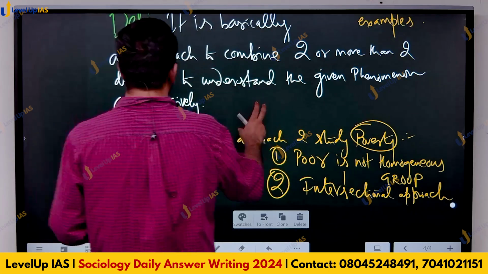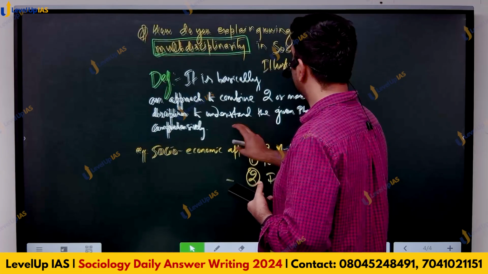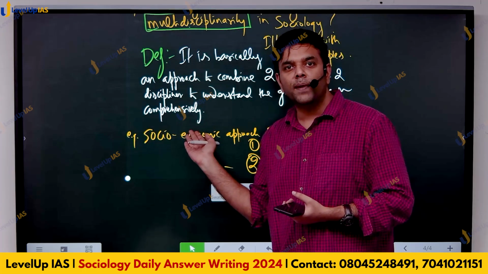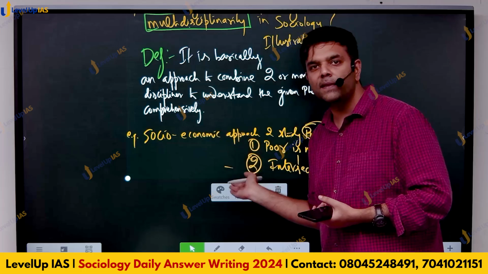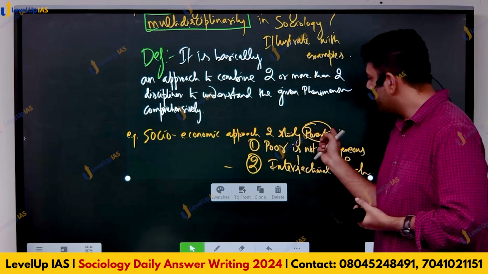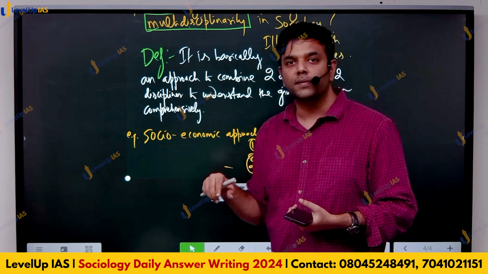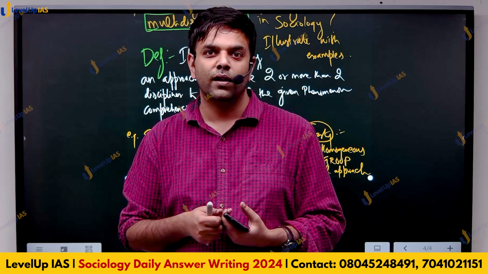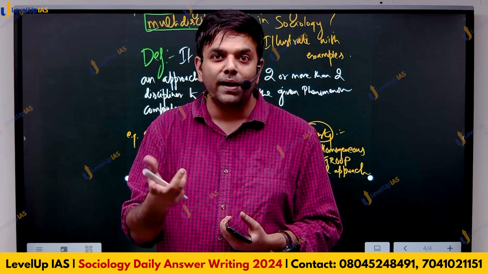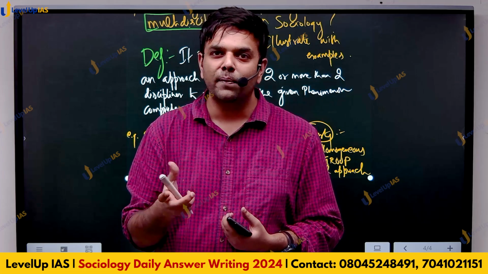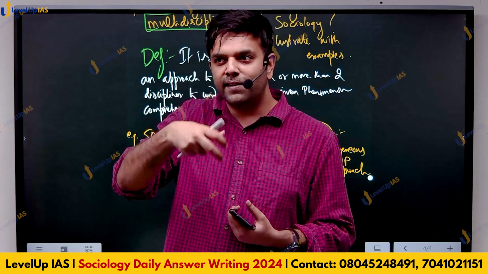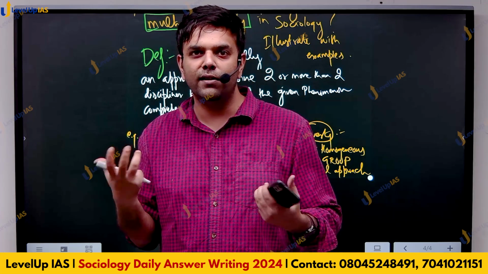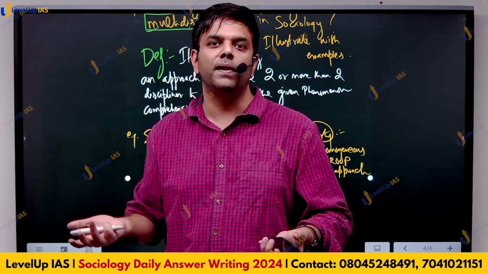Now, if I go back to question, the demand was how do you explain growing multidisciplinarity in sociology? That means you just have to explain multidisciplinarity in sociology through such examples only. And you can take any example, not just poverty. You can talk about environmental issues. You can talk about globalization. You can talk about globalization and its impact on family system. I mean, you can talk about multiple things and introduce 2-3 disciplines.